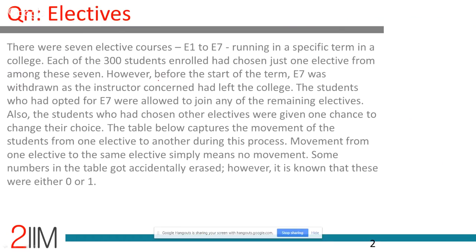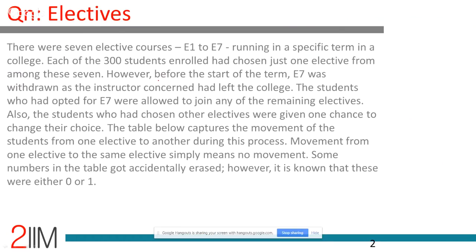From E1 to E1 means the student does not change his elective. Some numbers in the table got accidentally erased. However, it is known that these were either 0 or 1. Brilliant. That's a very useful clue. And so some numbers got erased. They're going to be either 0 or 1.